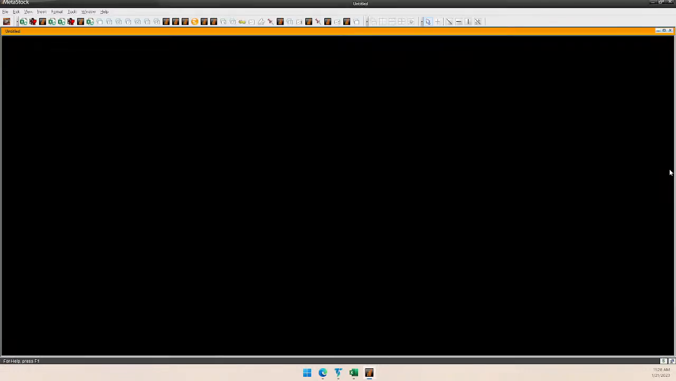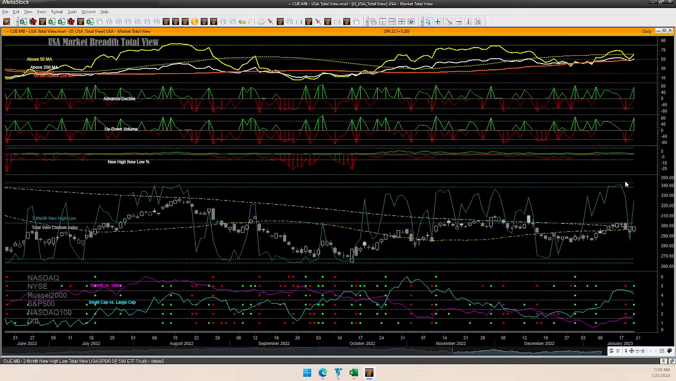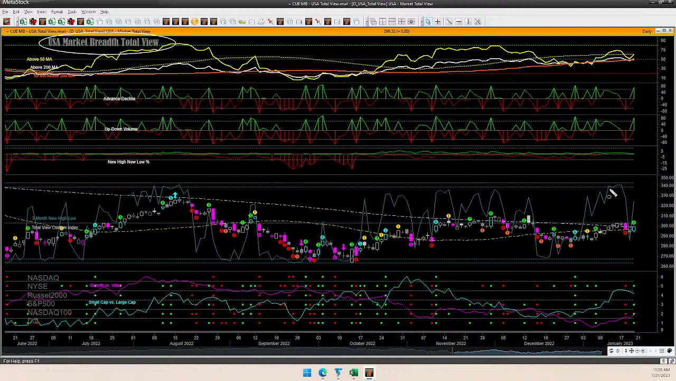And let's now look at the very powerful market breadth total view, single chart view of market internals. This is where the 3-month new high low was in my previous market recap. That was overbought, and I mentioned that as one reason of not buying.